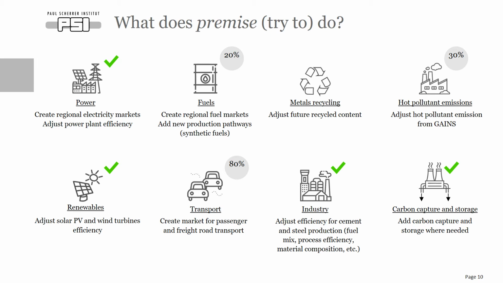So right now, Premise can adjust electricity markets in our EcoInvent database by reflecting the projected development of renewables or nuclear or other kinds of technologies. It will also adjust the efficiency of those power plants depending on the year we're at and the energy scenario we are following.